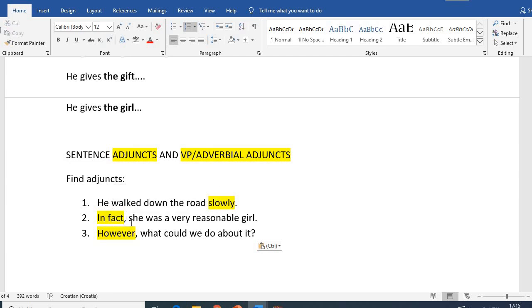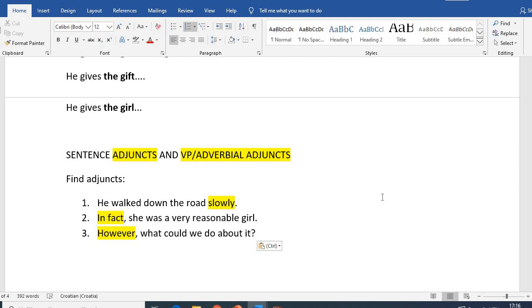So this adjunct, you see, appears at the beginning of the sentence, and you have a comma after it, so it's not really part of this sentence. So in fact it expressed some kind of my opinion, like, well, I believe she was a very reasonable girl, in fact. And finally, however, is even further from this part of the sentence. Because however relates more to some previous sentence. So you need to have some kind of context, like we have a problem, the COVID virus. However, what could we do about it? We can have some online lessons.